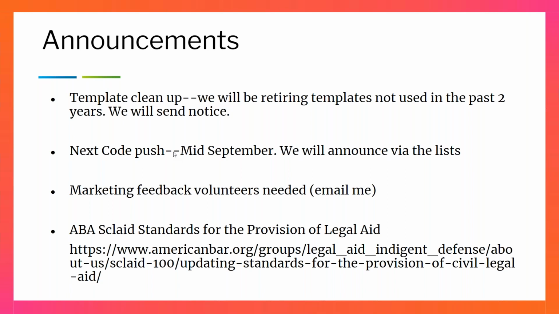The next code push is coming up in September. It's going to have a lot of really good enhancements, but also bug fixes that some of you have reported. We're also going to push the new A to J viewer, which we were going to push earlier, but we decided to push it together with everything else. So that's what we're going to do.